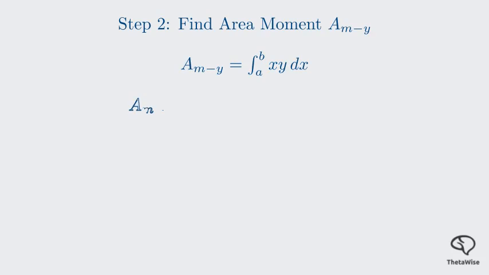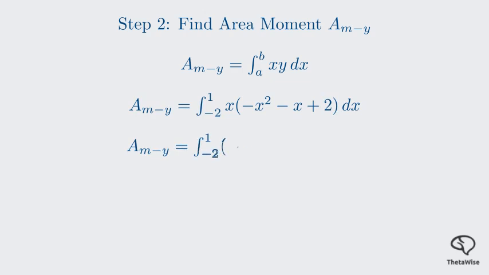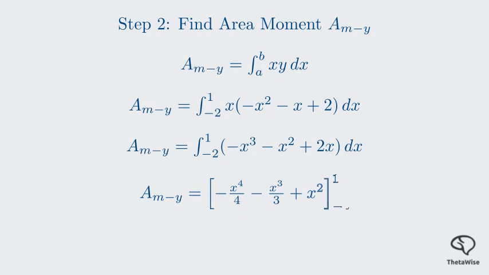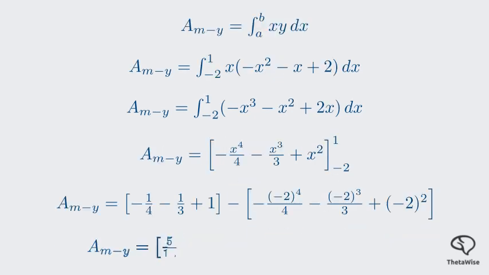We substitute y with the equation of our parabola. This gives us the integral from 2 to 1 of x times x squared minus x plus 2 dx. Distribute the x to get a simpler integral. The integral of x cubed minus x squared plus 2x dx. Integrating term by term, we get x to the power of 4 over 4 minus x cubed over 3 plus x squared. Evaluating this from 1 to 2 gives us negative 9/4 or 2.25 cubic units.